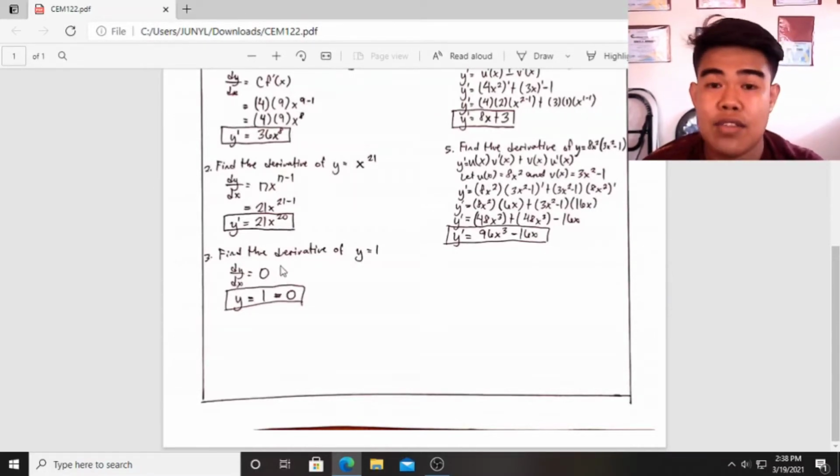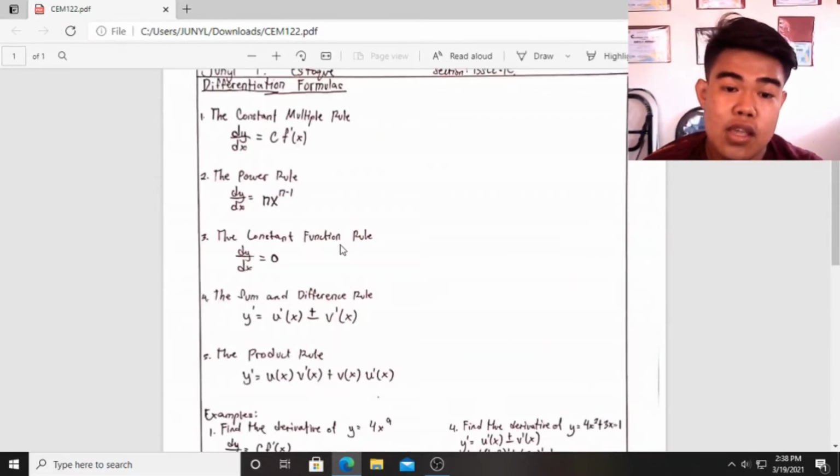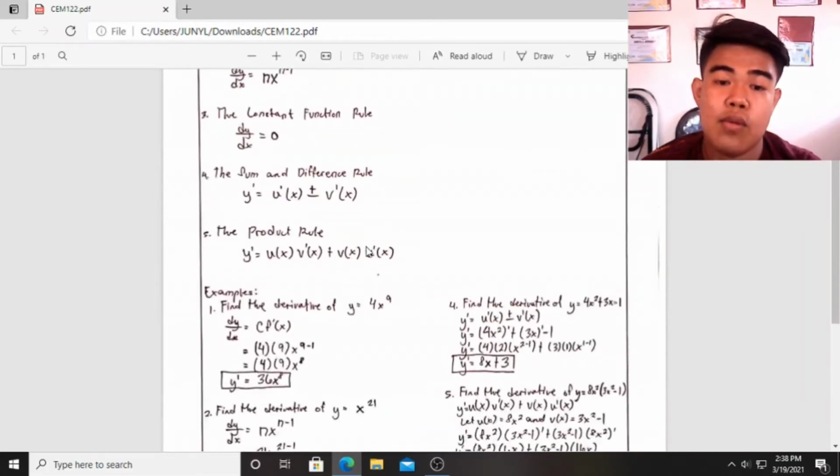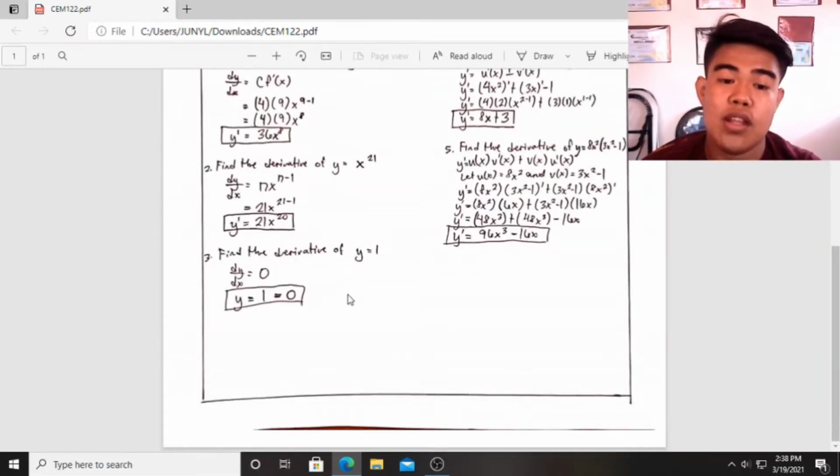So why is it 0? Because the derivative of y over derivative of x is always equal to 0 when we say the constant function rule. When it comes to constant function rule, it is always equal to 0. So y equals 1 gives 0.